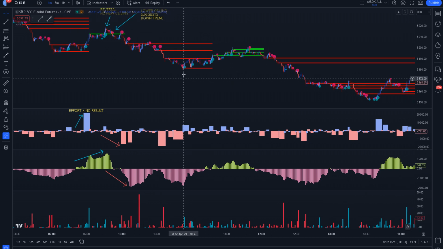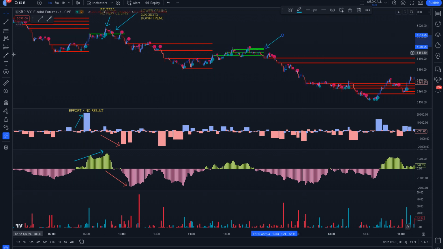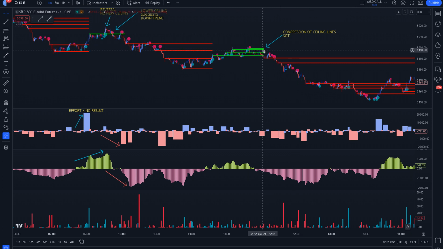Here, more to talk about the market structure. So we made lower lows, and guess what? Look at this. We got ceiling lines here. And what do we get here? Again, compression. Okay, we're getting compression of the ceiling lines, shortening of the thrust. Okay, so it's not a sign of strength. And after that, we get the bid control. The selling is beginning to expand once again.